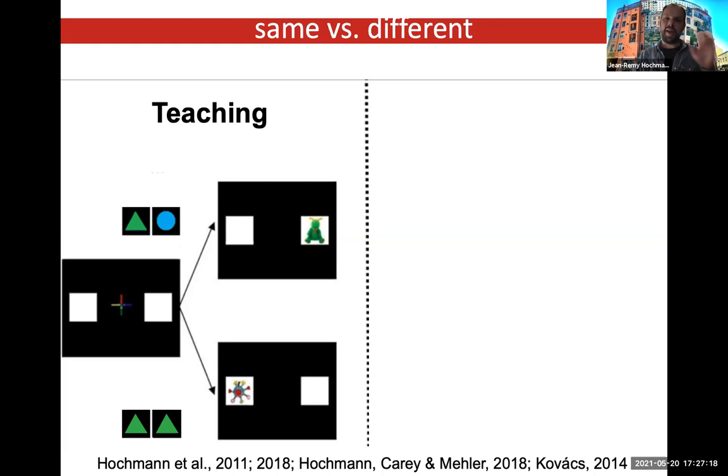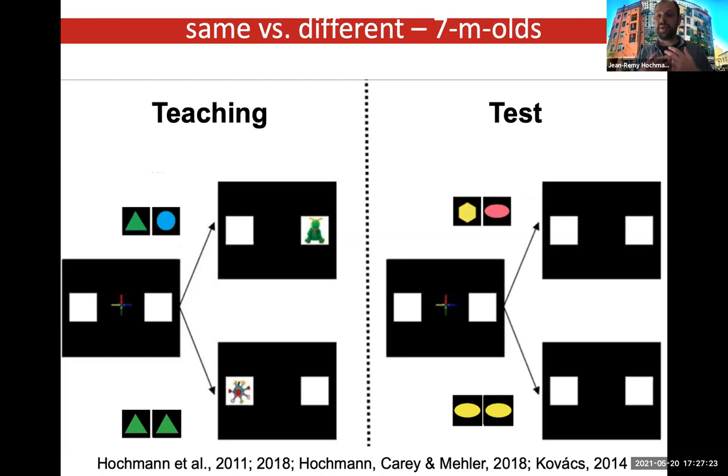Now in the test, we want to test for generalization, and we want to see whether infants are going to search on the correct side. So we're going to show novel pairs of figures with novel shapes and novel colors. And now there's no puppet appearing either left or right.